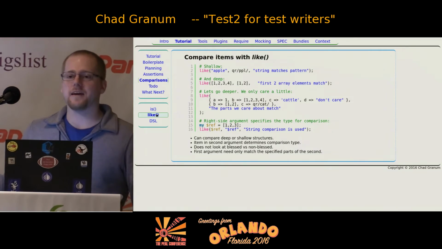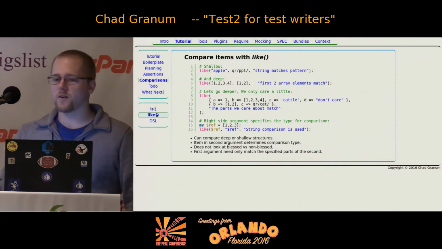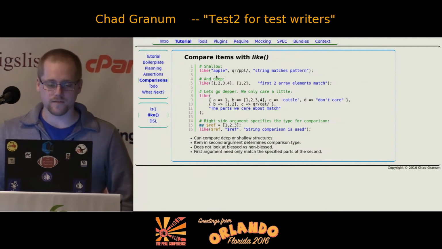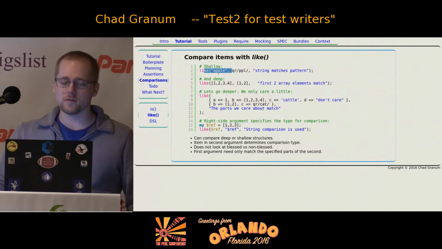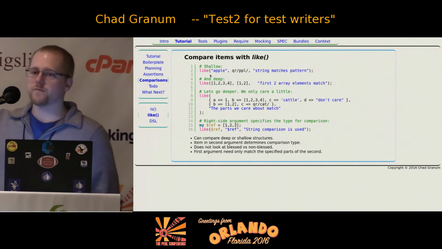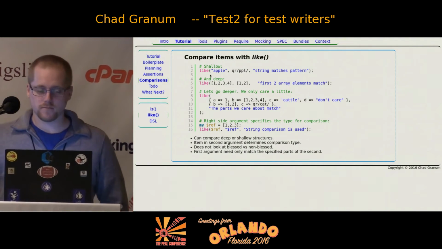Yep. Like is now a deep comparison. It is a deep comparison where it only checks the things you care about. This is a very often requested feature. So here's the old school. Like string apple should match the regular expression PPL. It matches. So your old use case still works fine.